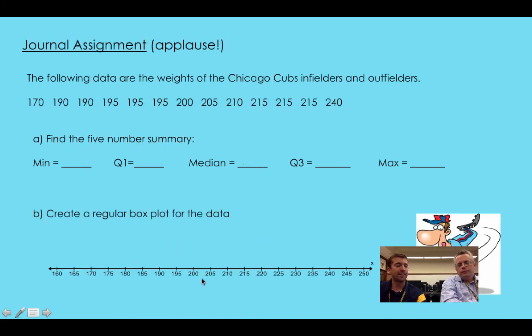It's that time. Yay! On your own. Your journal assignment for this time is to follow the data of Chicago Cubs infielders and outfielders. So we're switching sports here. These are the weights. We can see that the lightest guy was 170, and the heaviest guy right here was 240.